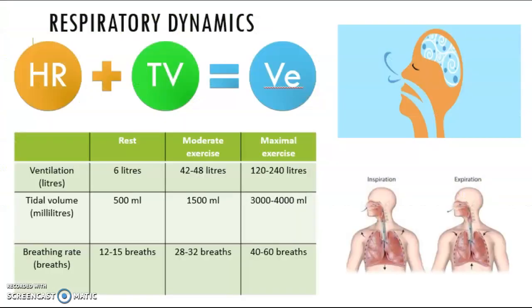Ventilation is the volume of air breathed out of the lungs in 1 minute. You can find out the ventilation of a person by using the equation ventilation equals breathing rate times tidal volume. Breathing rate is the amount of breaths that we take per minute, and tidal volume is the volume of air expelled in one breath. Ventilation increases as the muscles have a higher demand for oxygen.